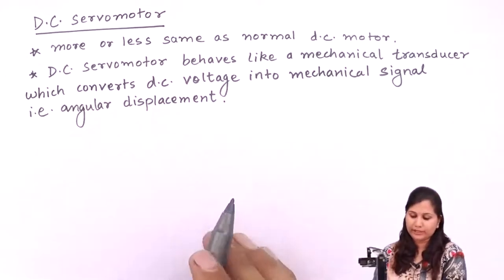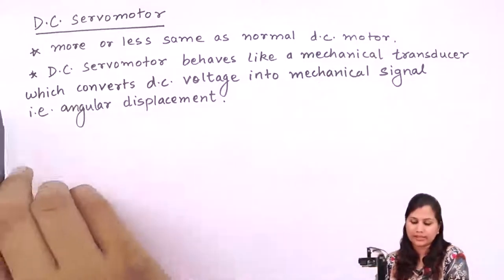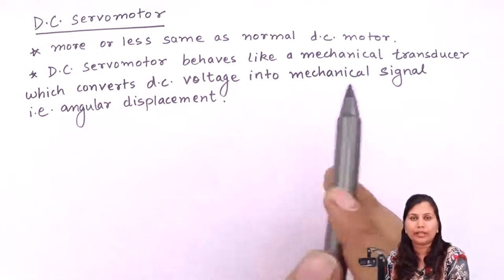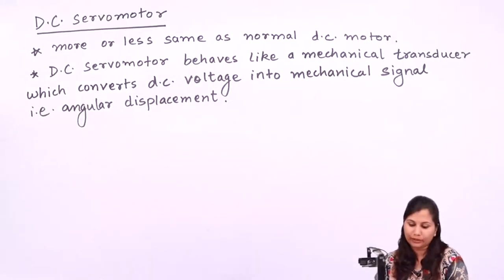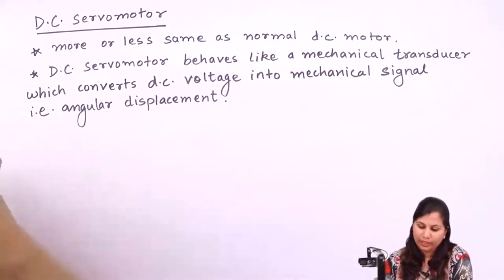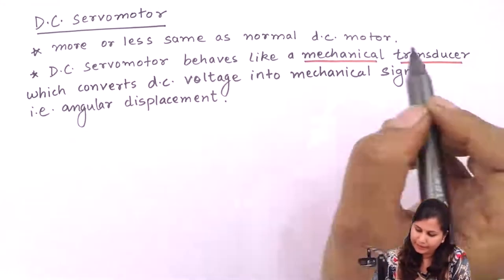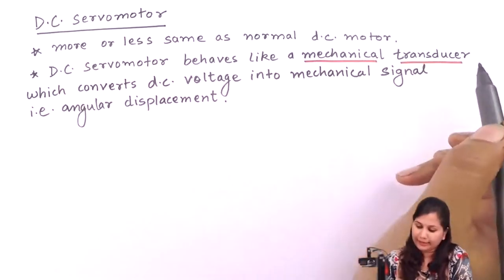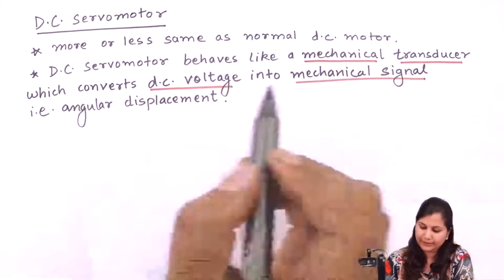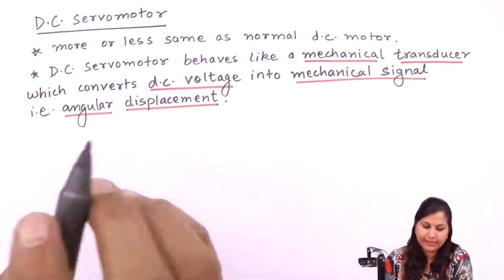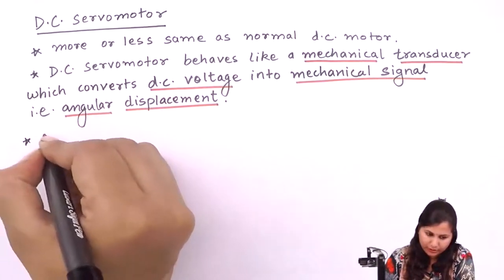So we see servo motors behave like a mechanical transducer, and this transducer is converting the DC voltage into a mechanical signal, and this mechanical signal is the angular displacement. Let's highlight that it is a mechanical transducer which is converting DC voltage into a mechanical signal, and this mechanical signal is the angular displacement.